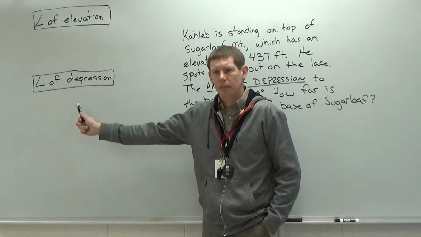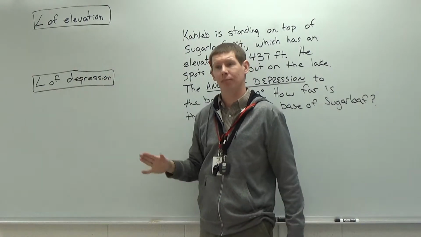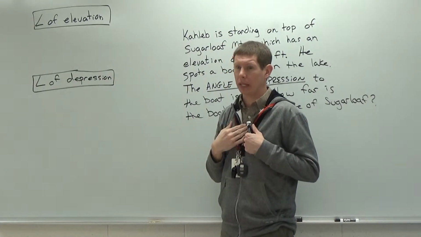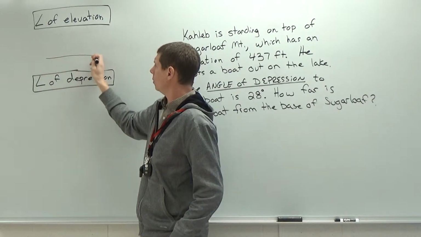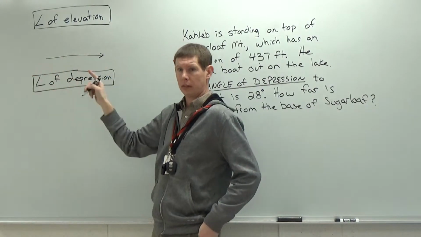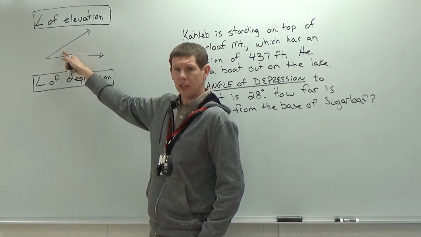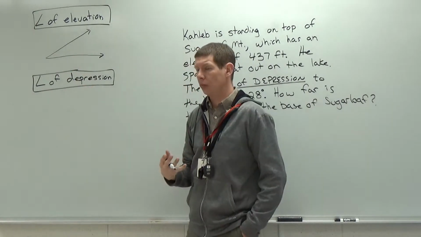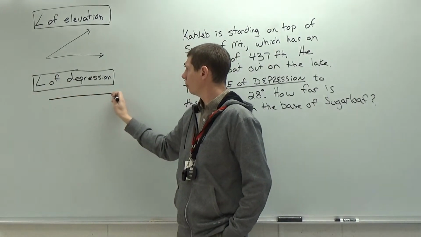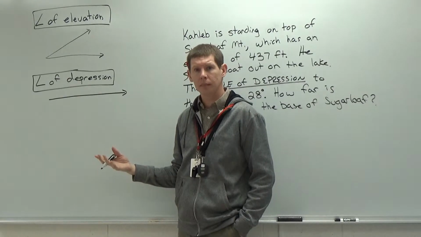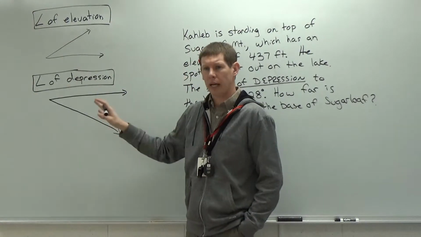Angle of elevation, angle of depression. What are they? Well, elevation, we know is going upwards. So an angle of elevation is an angle created by a horizontal path and a path upwards. Now, angle of depression, well, depress means to go down. So an angle of depression is created by a horizontal line again, and now the path down. So that would be an angle of depression.